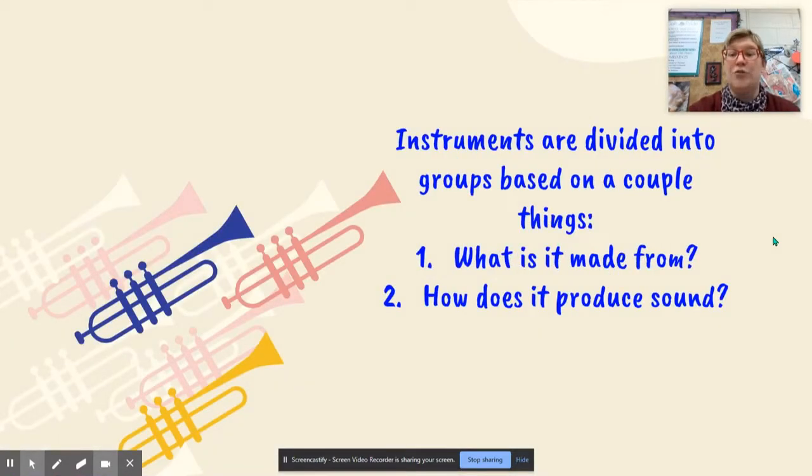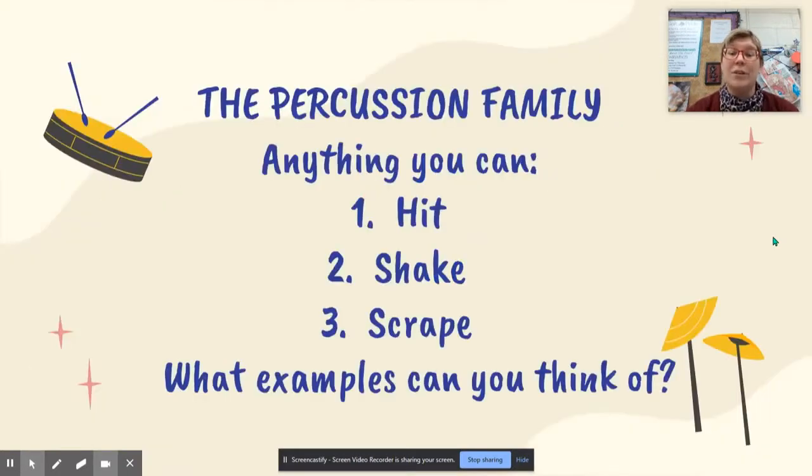Instruments are divided into groups based on a couple of things. These groupings are called families. And those two things are, what is the instrument made out of and how does it produce sound? Today we're going to talk about the percussion family. The percussion family is anything that you can hit, shake, or scrape.